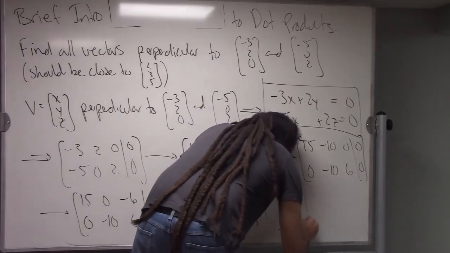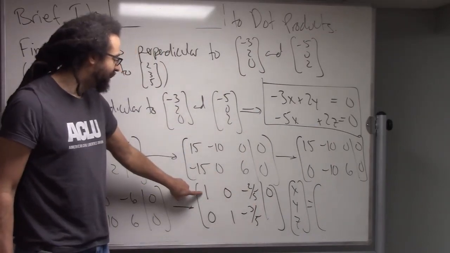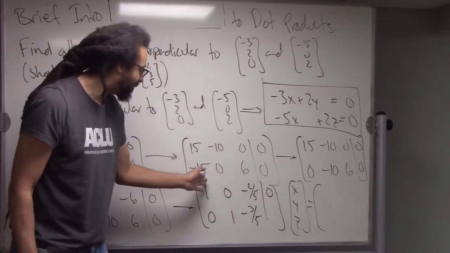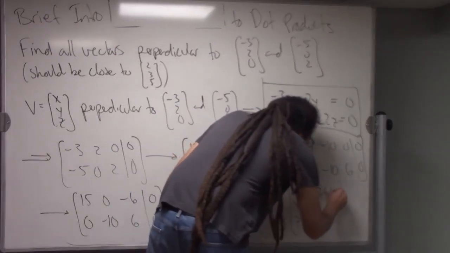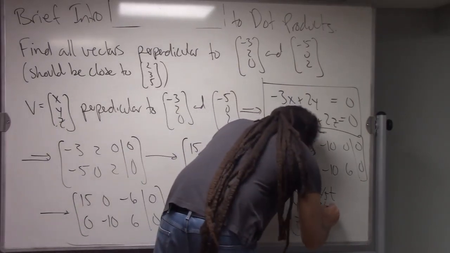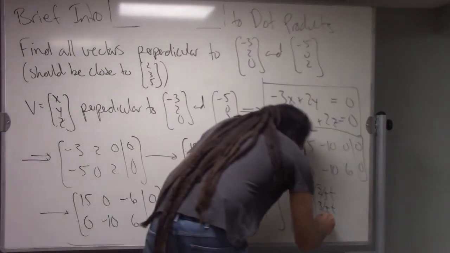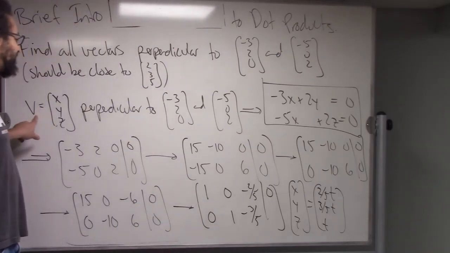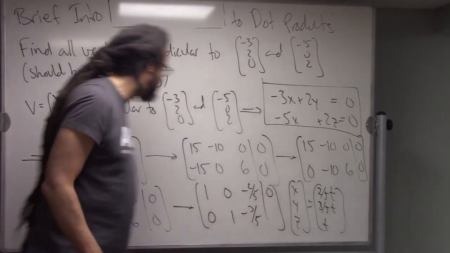So x, y, z is going to be equal to, so this says we've got pivot, pivot, free column. So x is going to be 2/5 times t. Y is going to be 3/5 times t. And then z is just going to be the free variable t. So now we know that if x, y, and z, this vector v, is perpendicular to both of these, here's what x, y, z needs to look like.